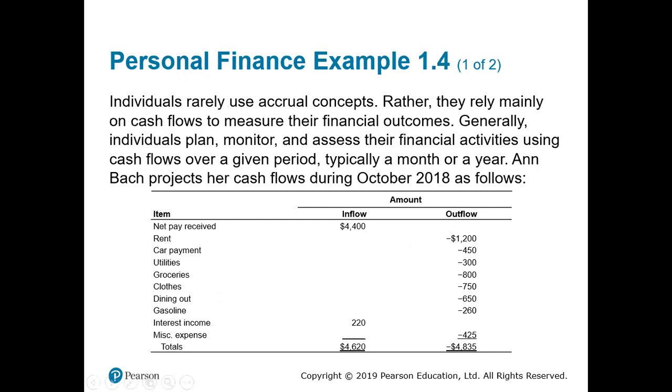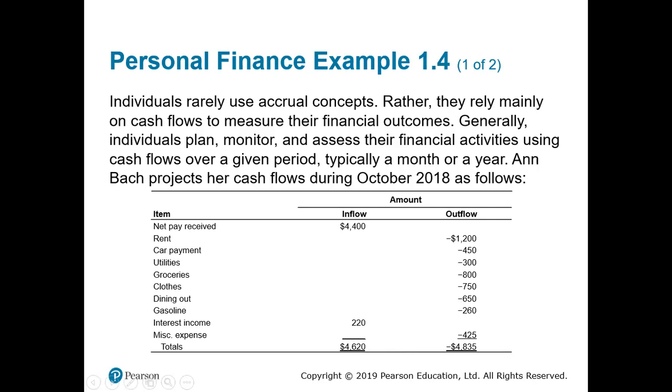So this is for personal finance only, because in the US they are adding personal finance for individuals. This is an example of your payroll. You have the net pay of 4,400, and then you subtract your outflow here, so you get the difference. So your outflow is more than the inflow.